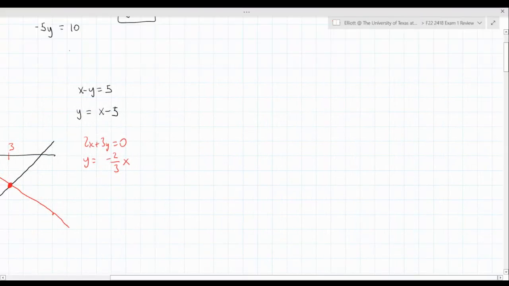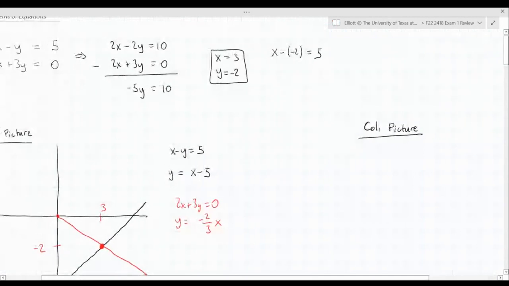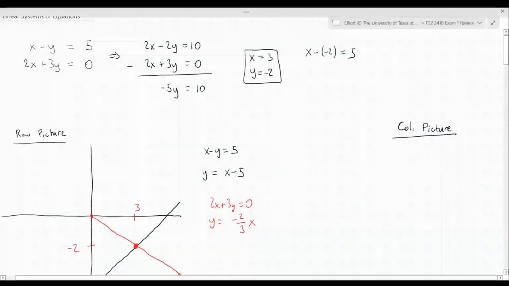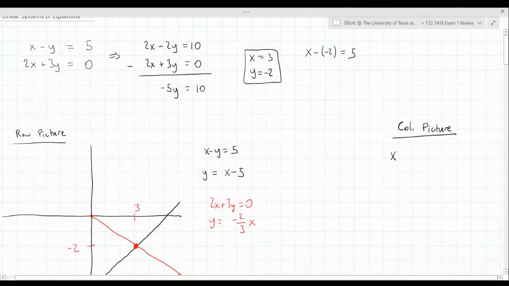All right. So yeah, I also want to illustrate what the column picture is. So let me try to draw the column picture for this example. All right, so what was the idea of the column picture? So let me take the system of equations that we had again.